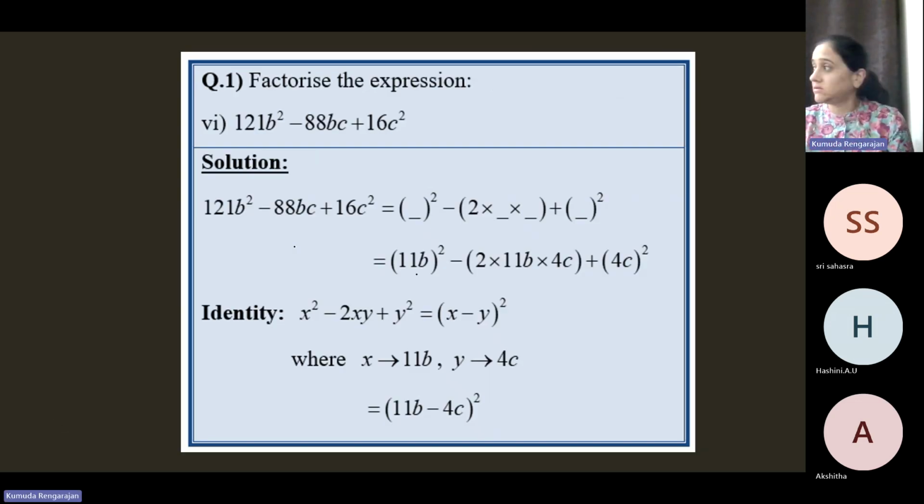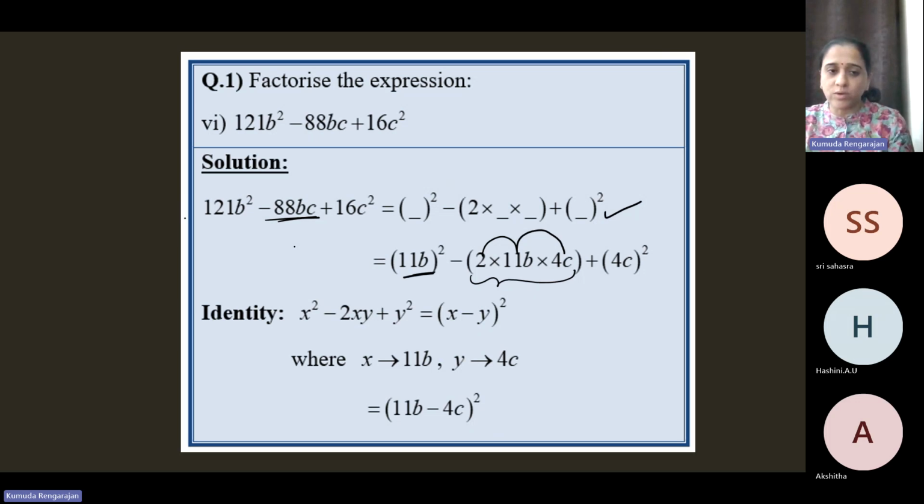So you see here, I've just used empty brackets first. You can fill in the spaces here itself. You don't have to show the empty brackets and then write this in the next step. You can directly write this. So check the middle term. 2 into 11, 22. 22 into 4, 88. 88 bc. Yes, perfect. You're getting the middle term.